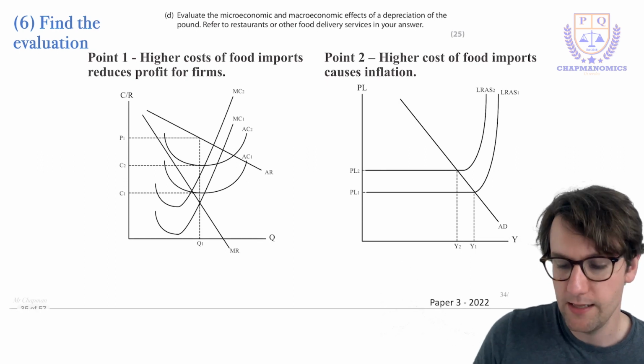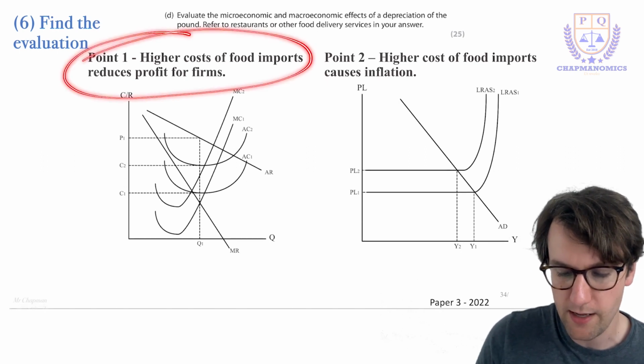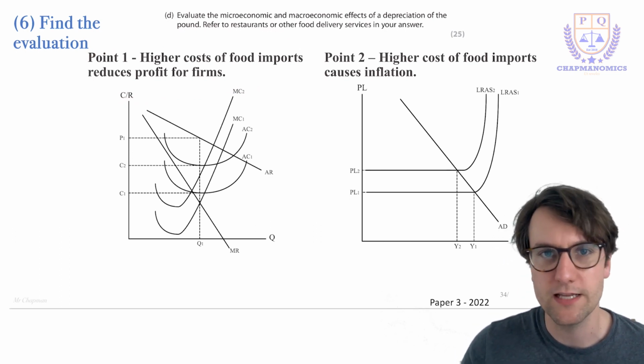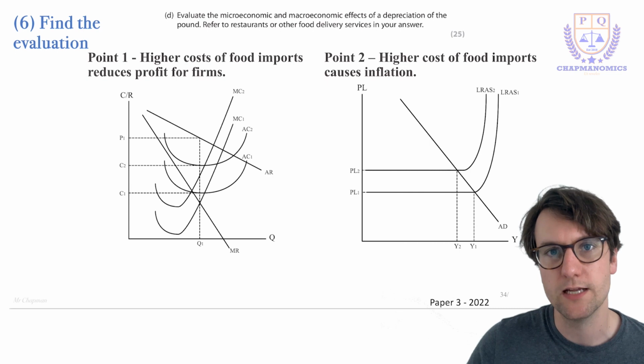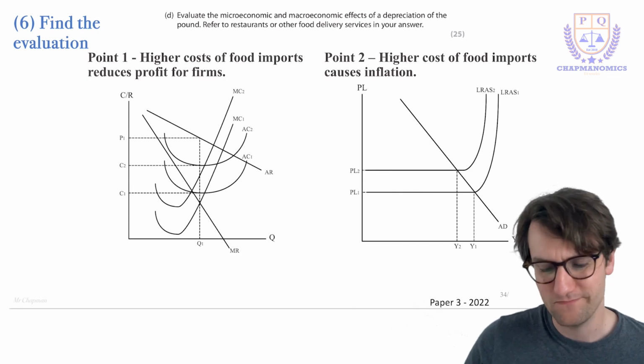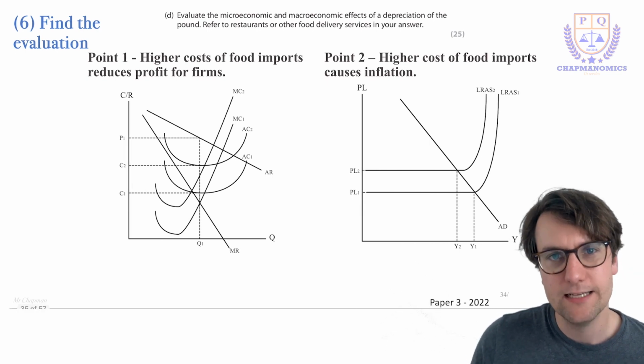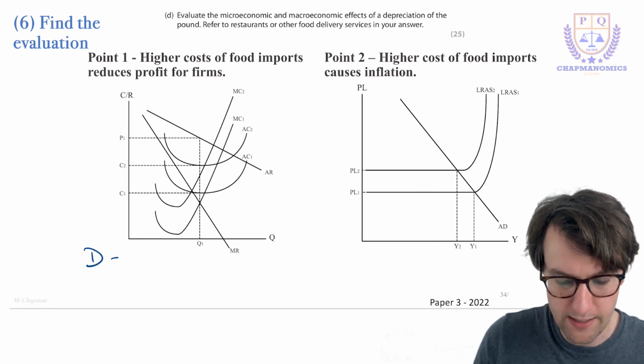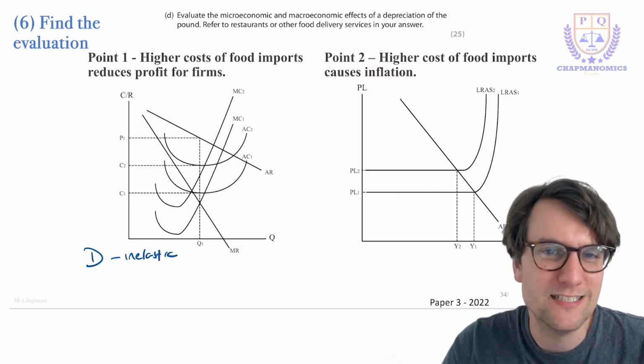So here, in this first point, I'm suggesting that higher costs of food imports might reduce profits for firms. Now, this was, remember, in our restaurant industry, and this was our delivery industry. Now, I'm thinking that actually demand in this market is probably inelastic. I'm thinking we're talking about restaurants and food delivery.